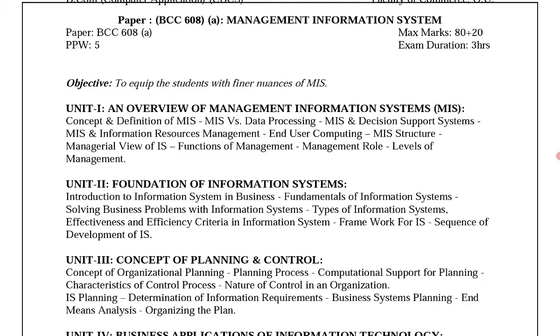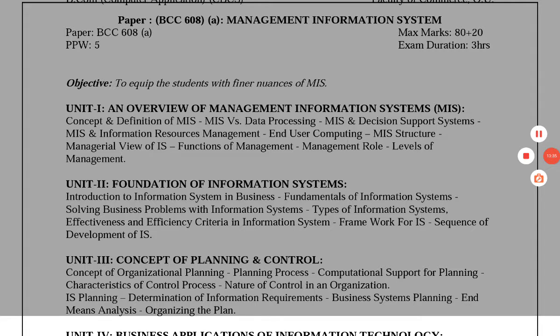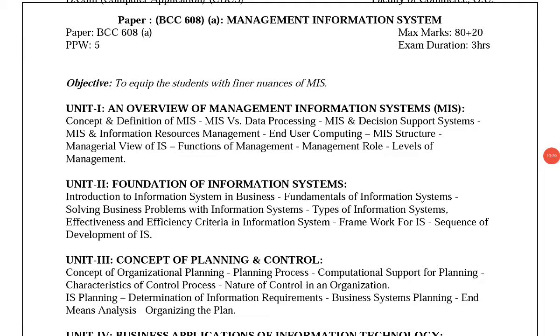So what are the advantages of using MIS in businesses? Why do we require MIS? What are the applications or advantages of MIS? First, MIS helps the managers to plan and control decisions.